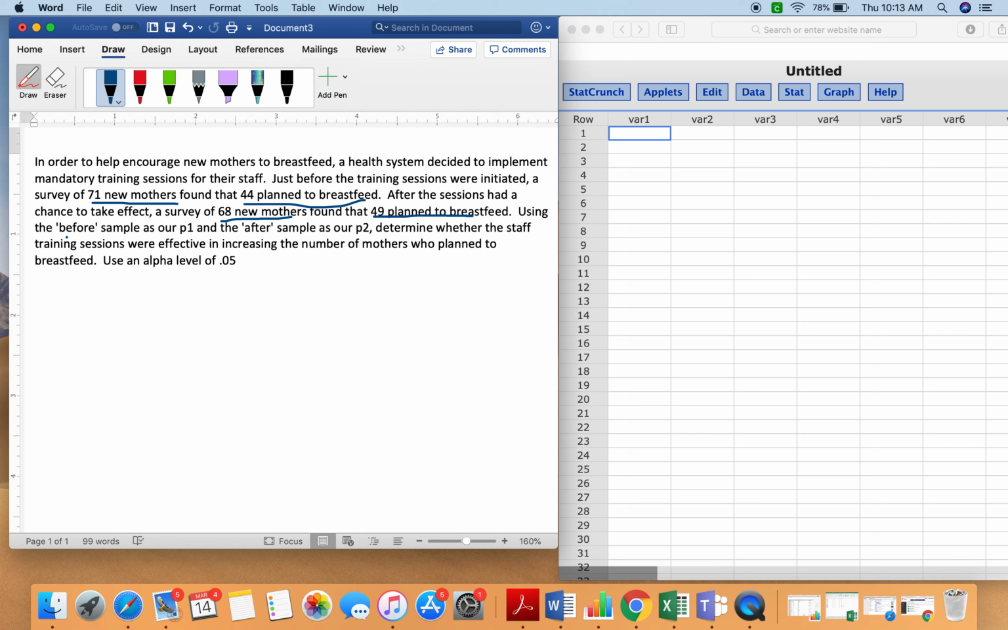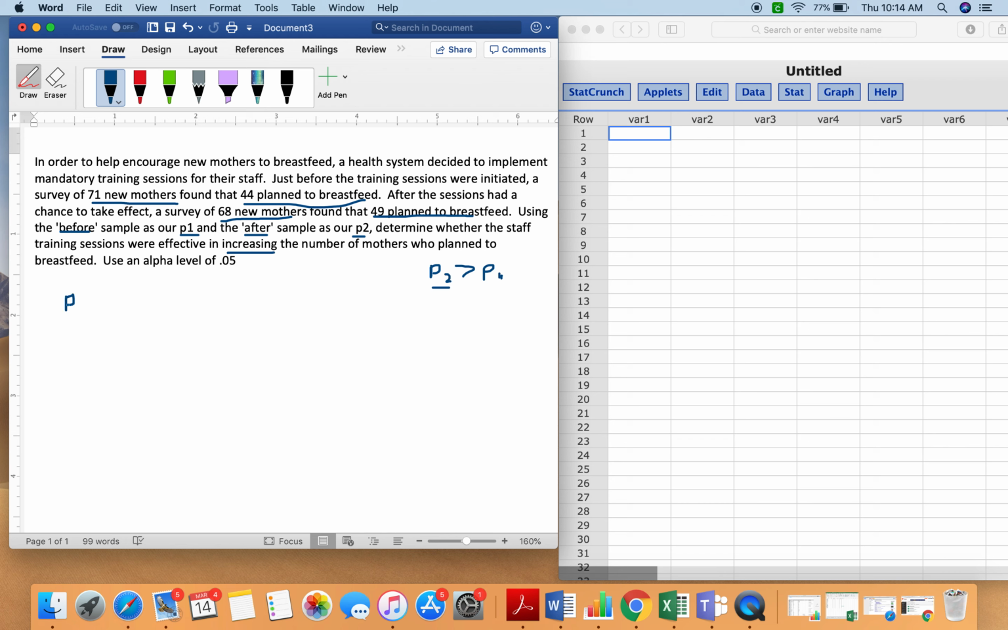We're going to use the before as P1, and we're going to say after is P2. We want to know whether the staff training sessions were effective in increasing the number of mothers who plan to breastfeed. So we want to know if P2 is greater than P1, because we want to know if the after is greater.